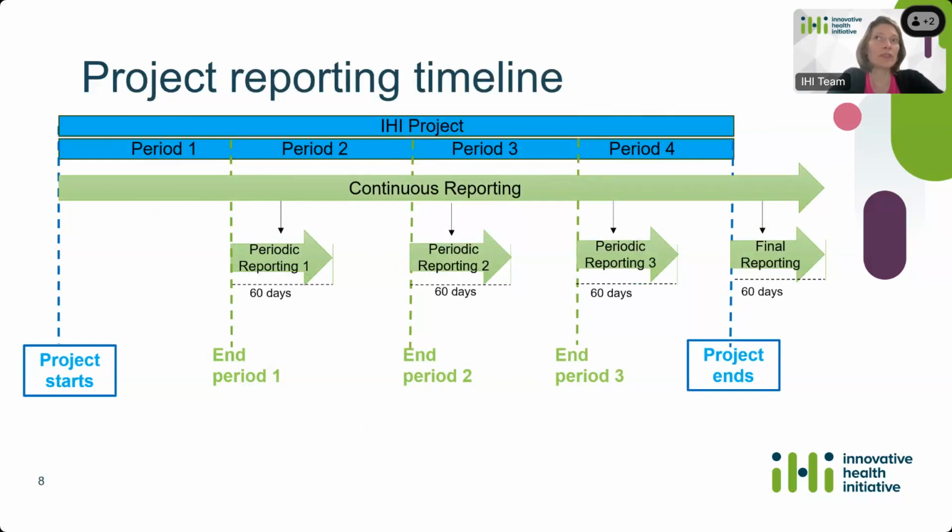And as you can see on this graph, the periodic reporting module opens up at the end of each project period, while the continuous reporting is actually open from the start of the project and remains open until the end. So it can be updated anytime, but it's important to update it every time there is a periodic reporting ongoing, because, as I said, the information encoded in the continuous reporting will actually feed the periodic reporting when you submit it to IHI.